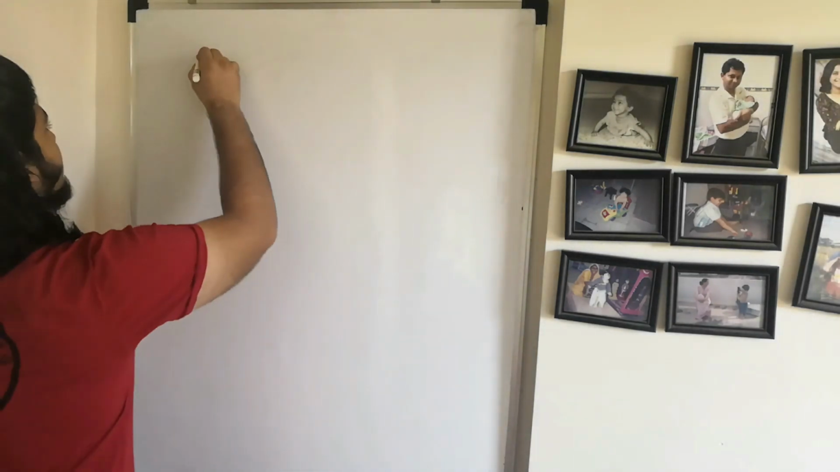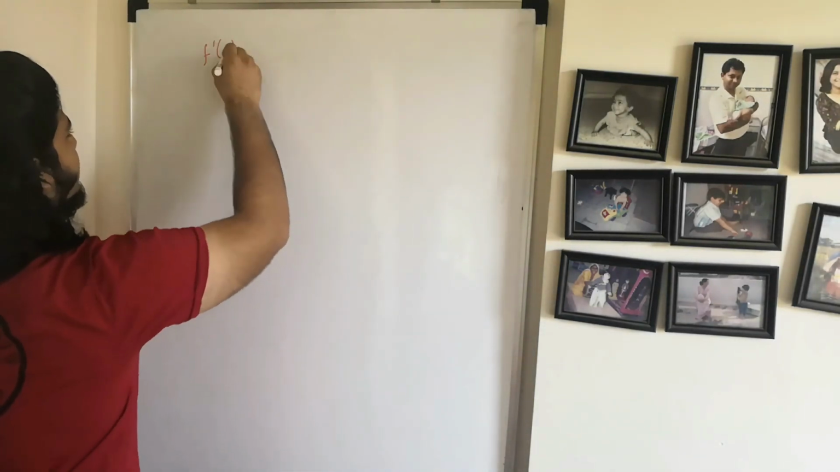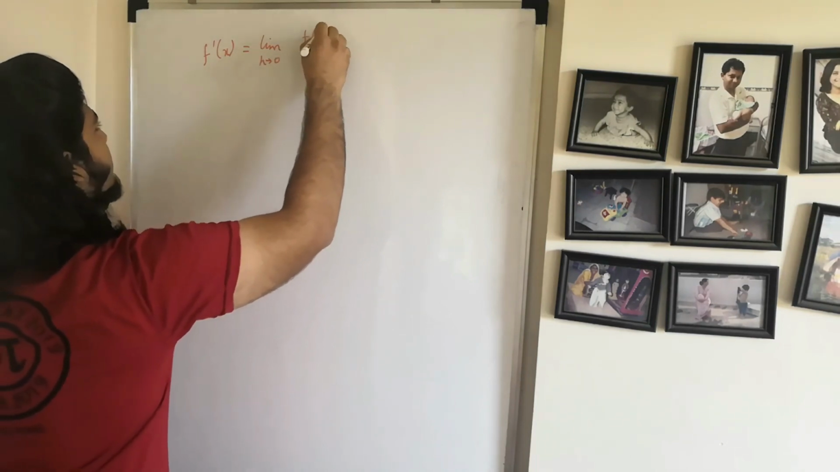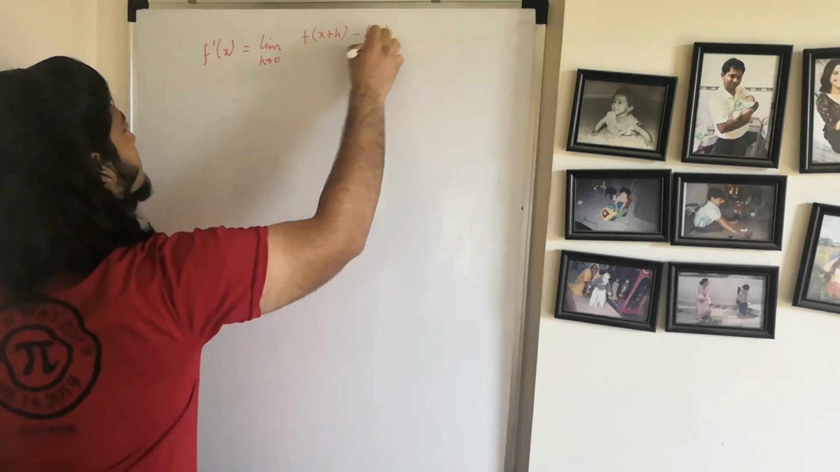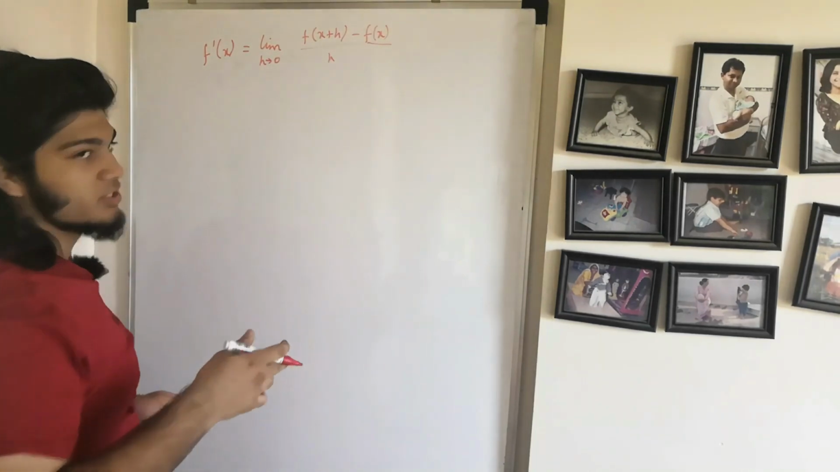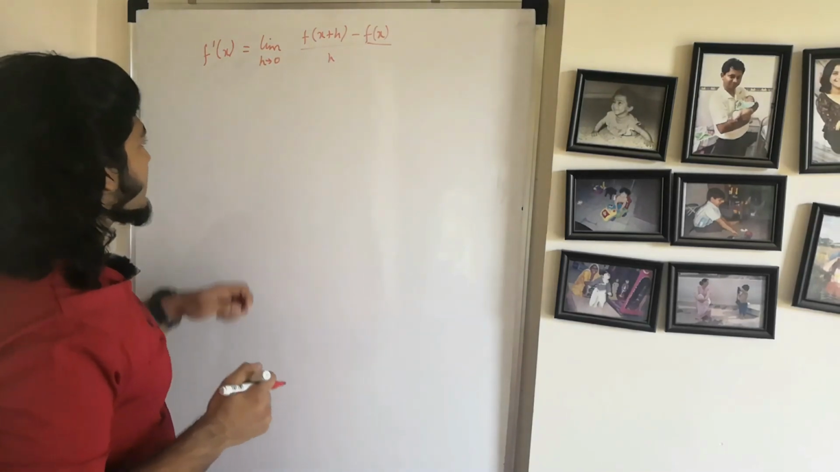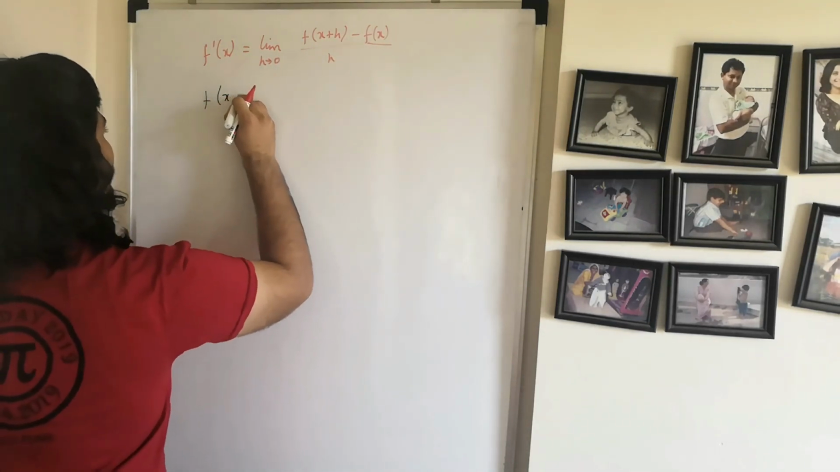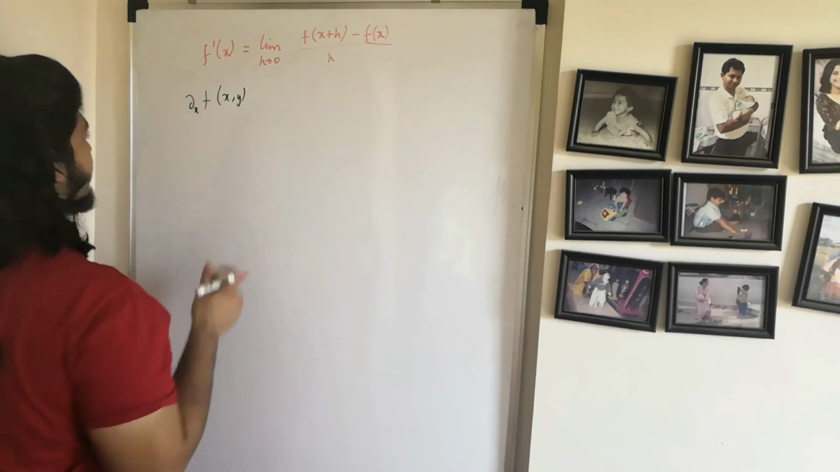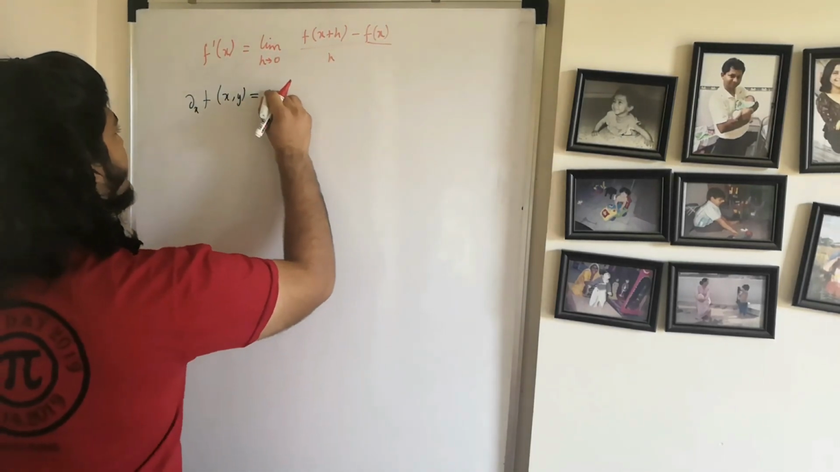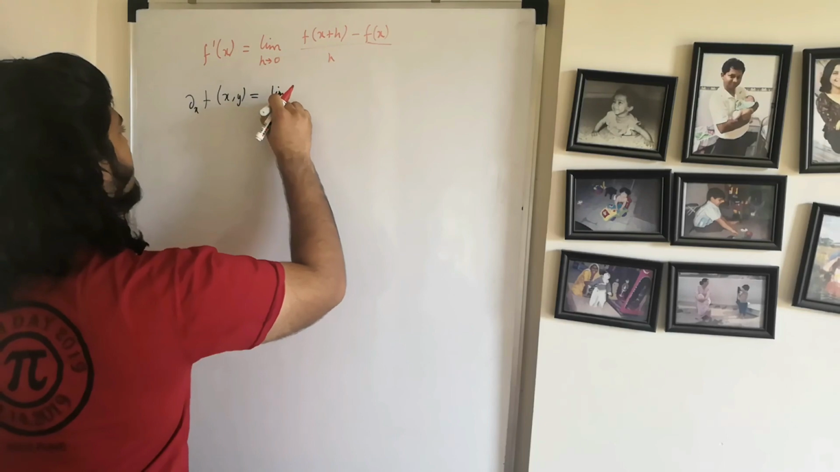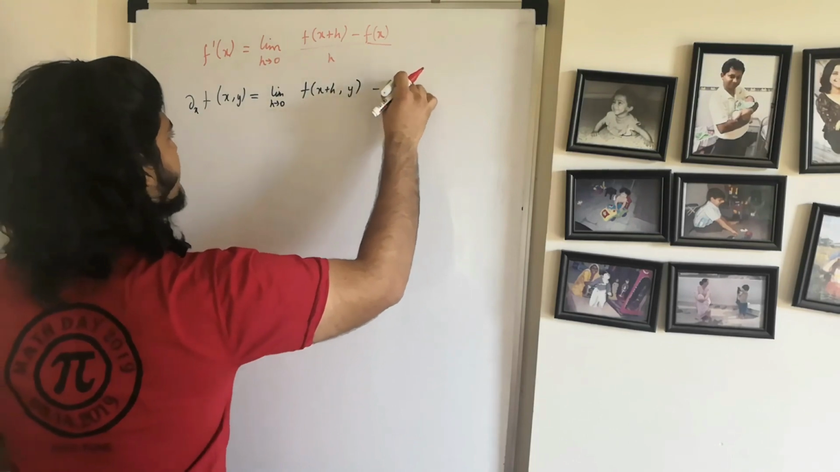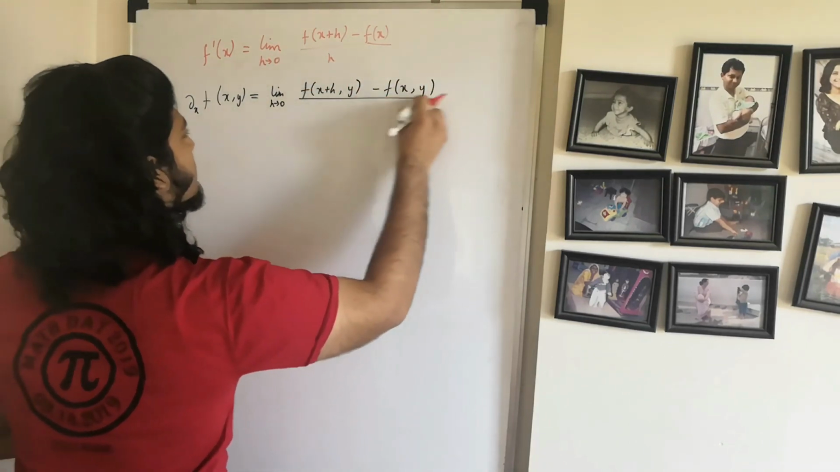So we know that f prime of x, which is the derivative of f of x, is nothing but the limit as h goes to 0 of f of x plus h minus f of x all over h. So that's the definition of the derivative. We can also extend this to a multivariable function. If we have f of x y and we partially differentiate that with respect to x, we can write that as the limit as h goes to 0 of f of x plus h comma y minus f of x comma y over h.